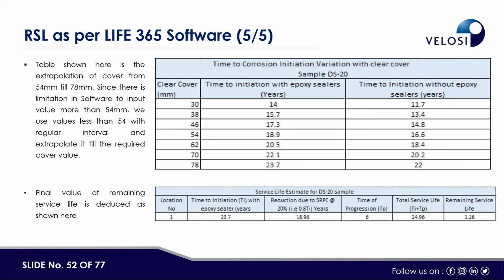Then time of initiation we'll have with epoxy sealers, and there will be certain reduction like 0.8 T1 for any special type of concrete, or if we feel that this can be reduced to 0.8 times. Then time of progression will also be available from the software. So we'll take those values and we will get the total service life. So total service life is 24.96 minus 23.7. We'll get remaining service life as 1.26 years. I'll give the details in the forthcoming slides.